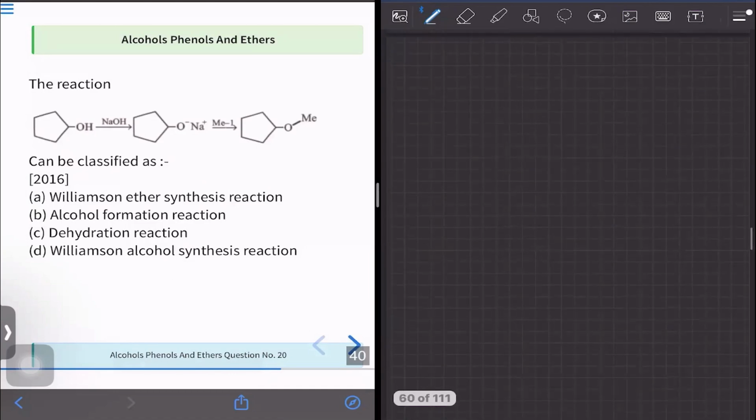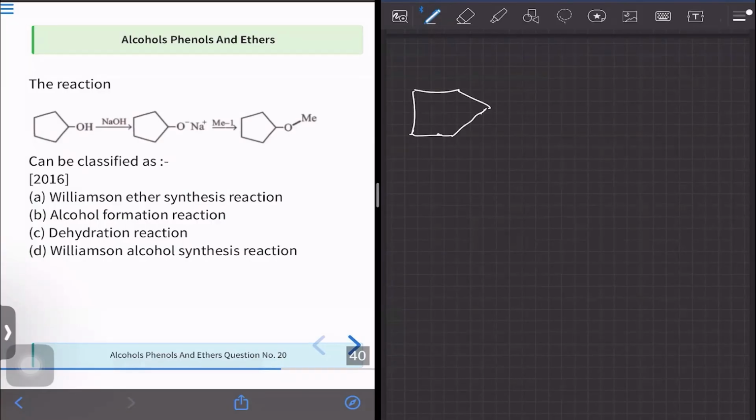Next question. The reaction. What they gave is a 5 carbon cyclic compound. We can call it cyclopentane. At the first carbon it has a hydroxyl group, and when it reacts with NaOH, it produces an alkoxide, O minus and Na plus.